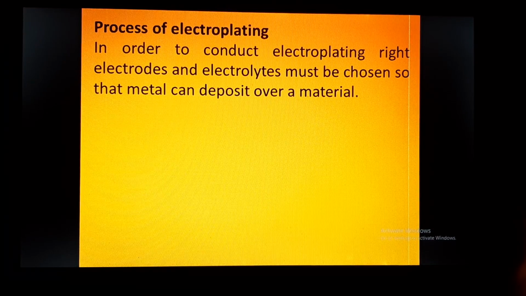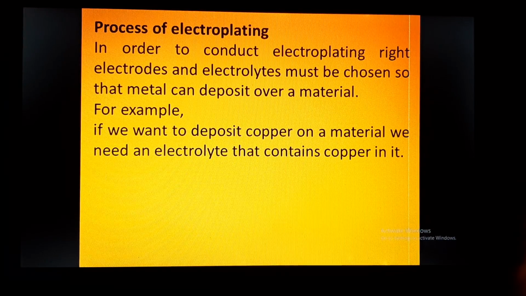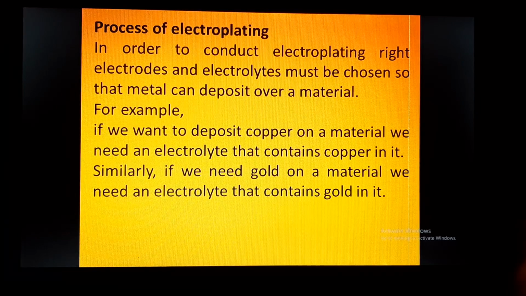Process of electroplating. In order to conduct electroplating, the right electrodes and electrolytes must be chosen so that metal can deposit over a metal. So in the process of electroplating, you need to choose the correct electrodes and the correct electrolyte. For example, if we want to deposit copper on a material, we need an electrolyte that contains copper in it. So if you want to deposit copper on, for example, iron, what do you need? You need an electrolyte of copper, for example, copper sulfate. So one electrode will be of copper, another electrode will be of iron, and the electrolyte will be of copper.